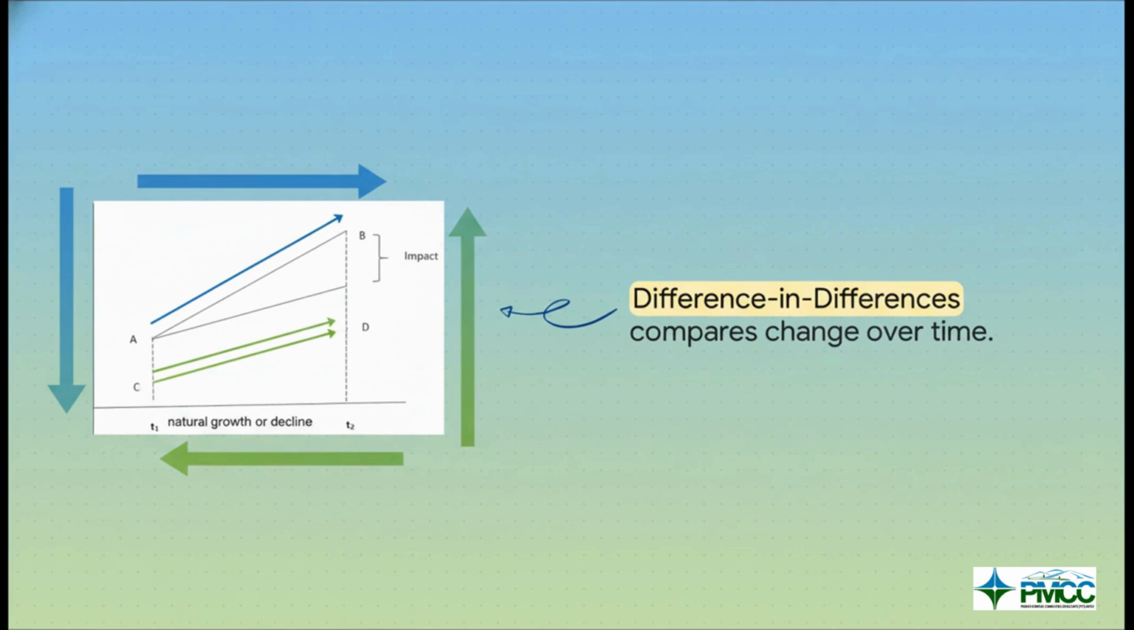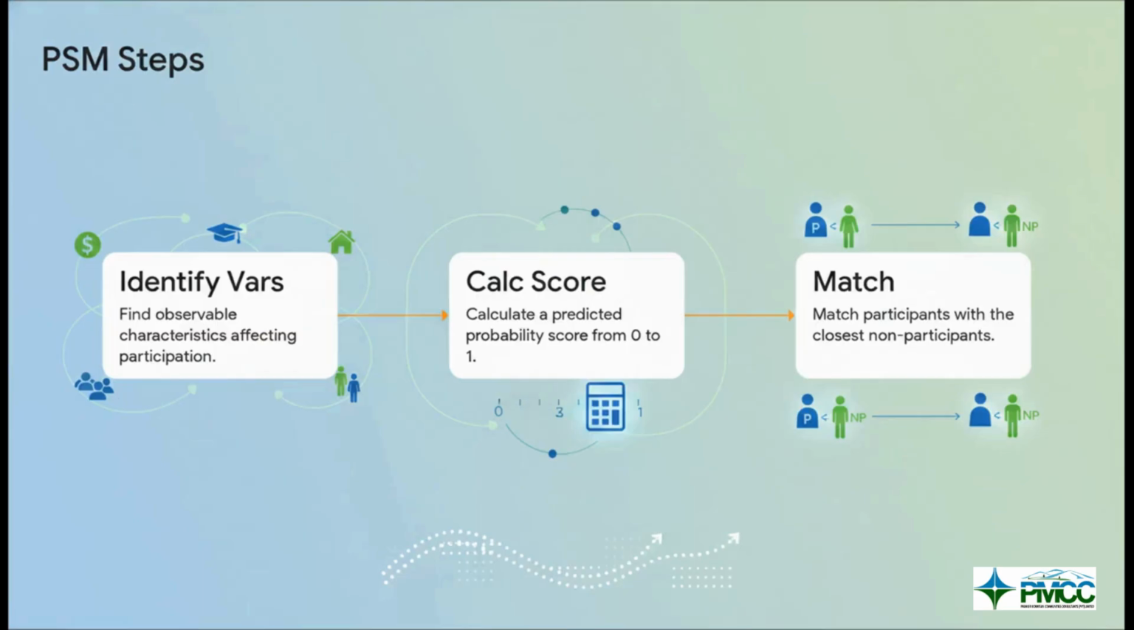We just subtract the normal trend, and whatever difference is left over, that is the true impact attributed to our project. But wait, what if you don't even have baseline data? In that case, you might use propensity score matching. This is kind of like a statistical magic trick.